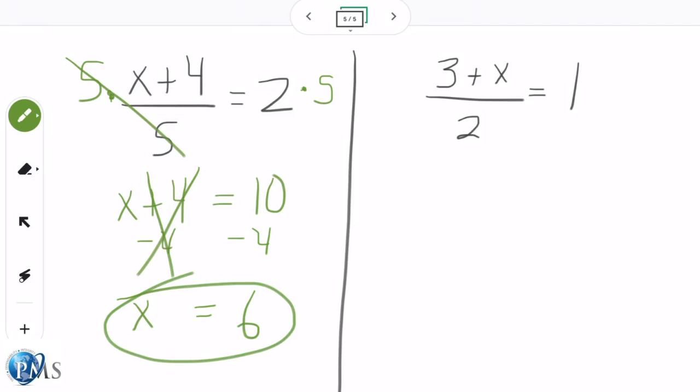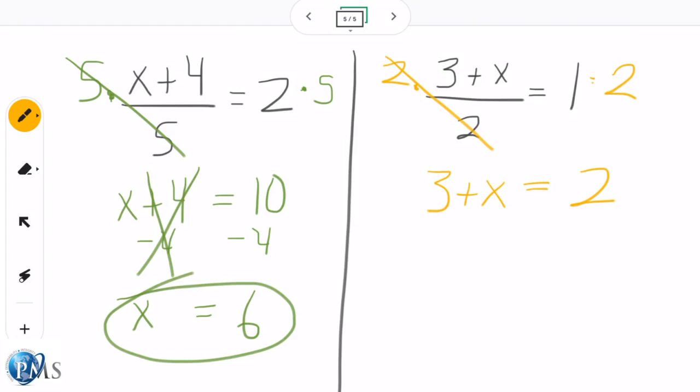For the second one, we're going to solve it the same exact way. Again, our first step is to get rid of the fraction. So in order to get rid of the divided by 2, we will, of course, multiply by 2. On the left side, that will cancel. We'll do it on the right side to balance it out. So we bring down the 3 plus x, bring down our equal sign, and 1 times 2 is just 2. So our new problem is 3 plus x is equal to 2.